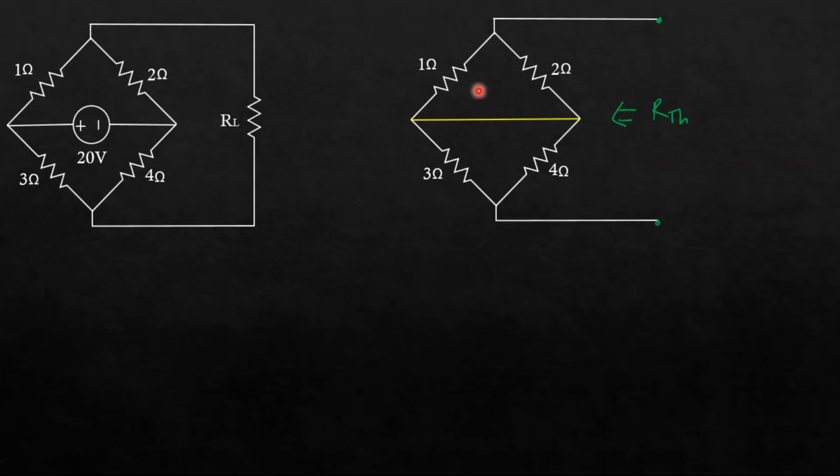terminal. From here you can see that after short circuiting the voltage source, these two resistors are in parallel. Similarly, these two resistors are in parallel. How? You can see here for parallel, two terminals should be common. So one terminal is, you can see here, this is common, and another two terminals is also common here. Similarly for these two resistors.